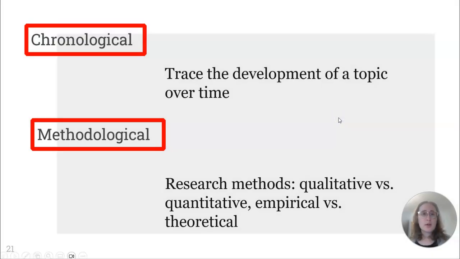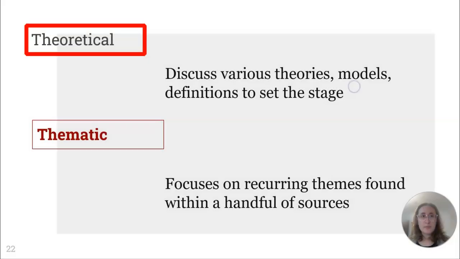So a chronological organization, right? You're developing a topic over time. You're saying, here's where it started, here's where it's getting to. Methodological is how did this person find their research? Was it qualitative, quantitative, and so on? Theoretical, right? You're discussing theories, models, and definitions. But then thematic, this is when you're looking for recurring themes that happen in your sources. That is what I think works best for this class, and I have a few examples to talk to you about that.